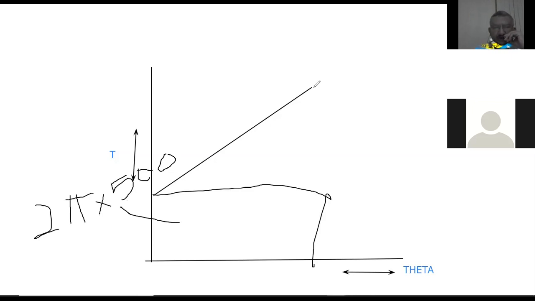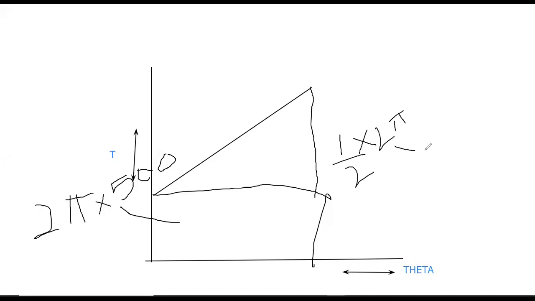And now when I get into this part, this is 1500 and this is 500, so this will be 1000. The area is calculated by half B H. So half into 2 pi into 1000. You got it?